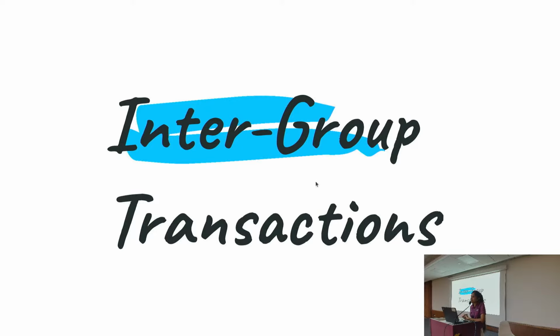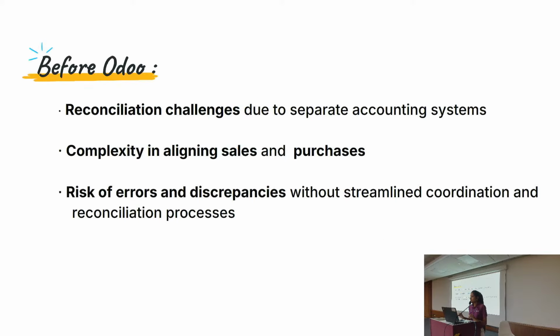Moving ahead, let's solve a significant headache of the companies dealing in these intergroup transactions, where the head offices are making the sales to the branch and branches are purchasing from the head office or vice versa. These are some of the issues I have already mentioned here, which are very difficult to maintain without a streamlined operation like Odoo.